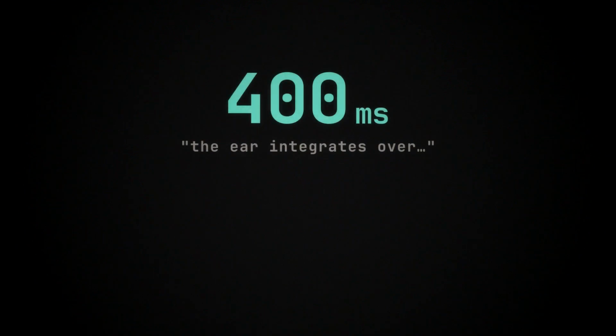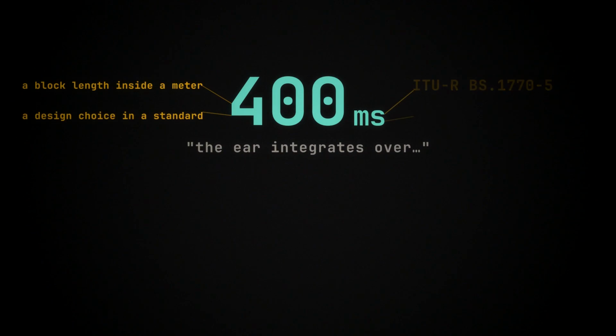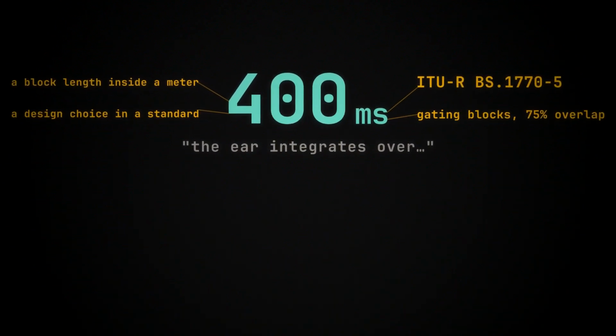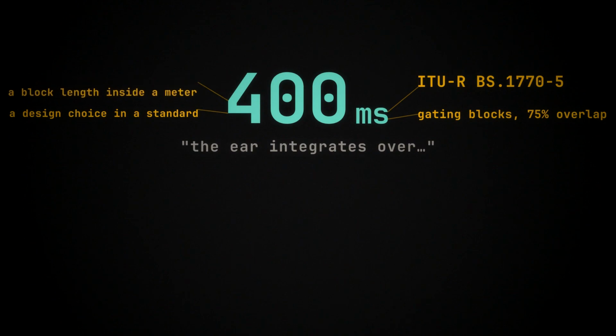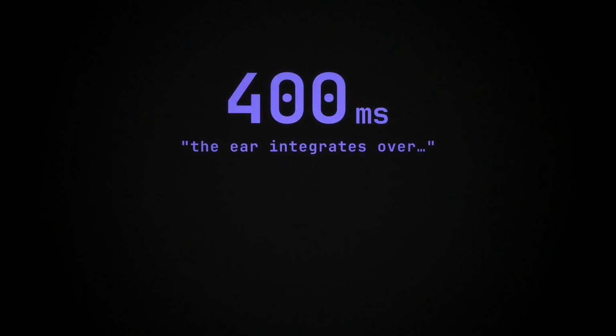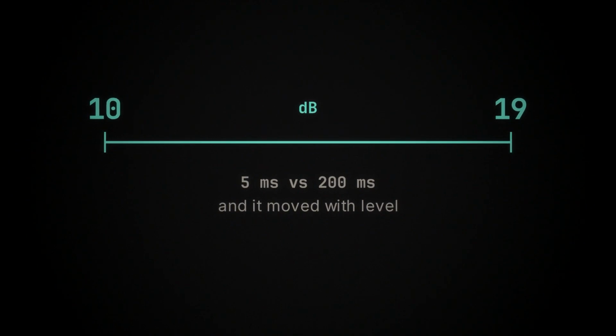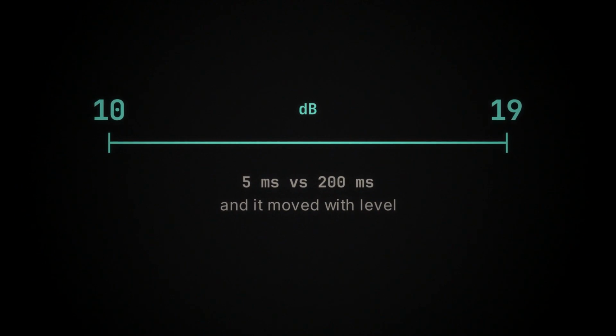And here's the bit that gets repeated wrong. People say the ear integrates over 400 milliseconds. 400 milliseconds is the block length inside a loudness meter. It's a design choice in a standard, and someone turned it into a fact about your head. When it was actually measured, the difference between a 5 millisecond sound and a 200 millisecond one ran from about 10 decibels up to nearly 19, and it moved with level. There's no single number in there to quote.